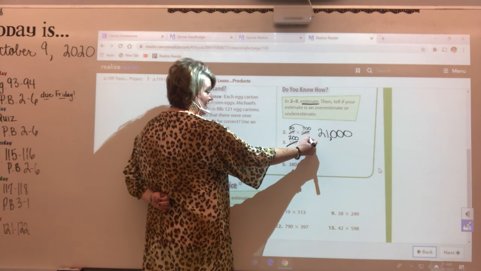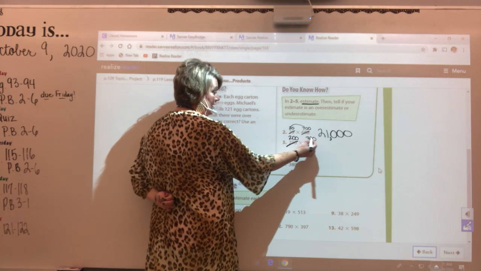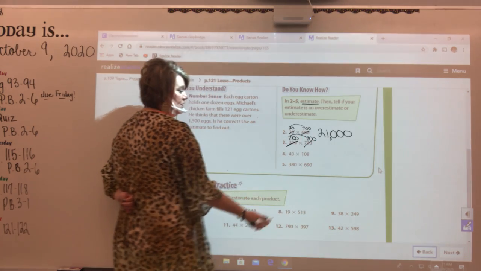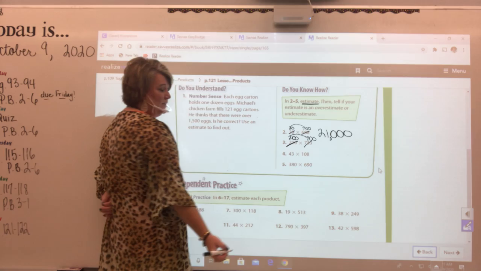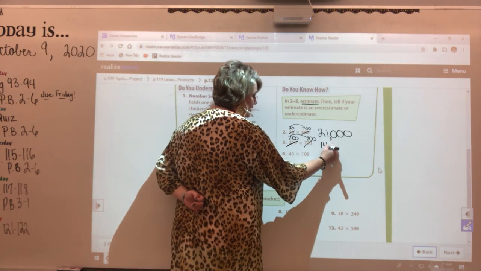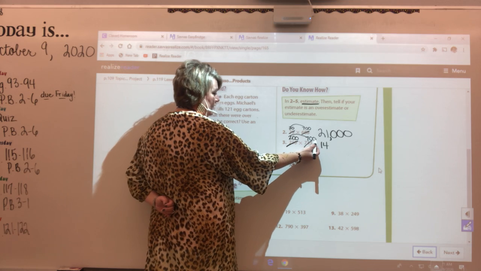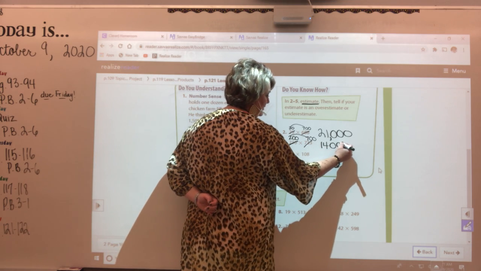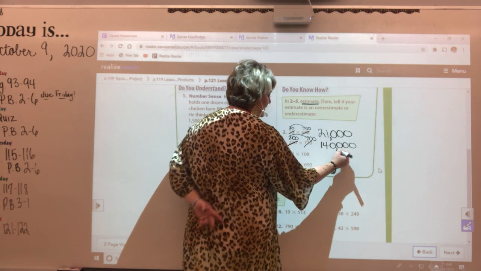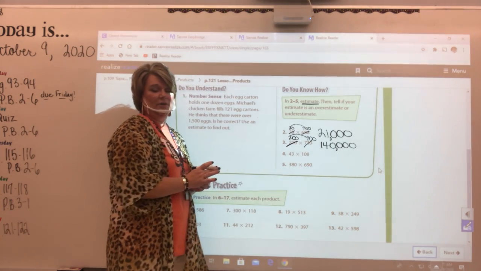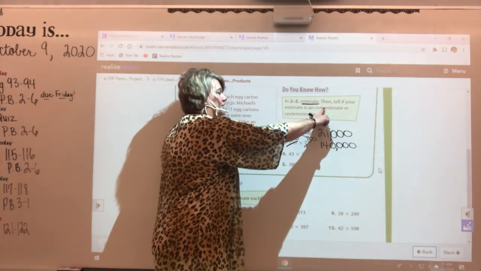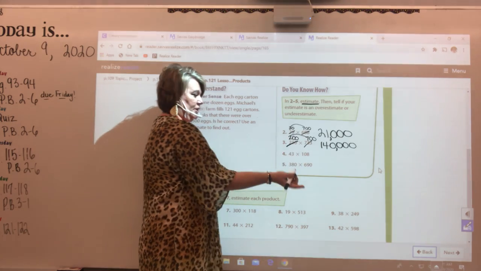What about 733? What do y'all want to call that? About 700? Okay. Now draw your rainbow. 7 times 2 is 14. And let's count zeros. 1, 2, 3, 4 zeros. Now, we got to go back to 2. We forgot something. Because in the directions it said to tell if we're overestimating or underestimating.